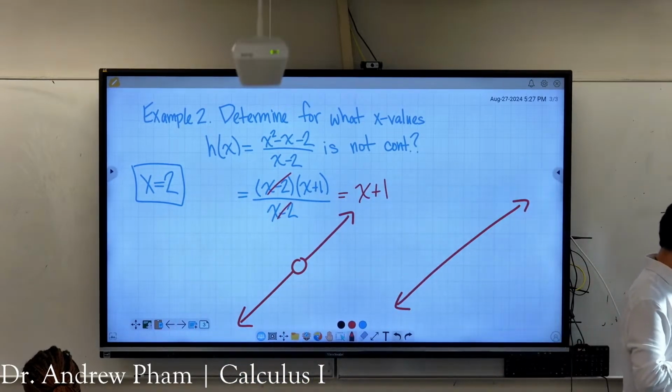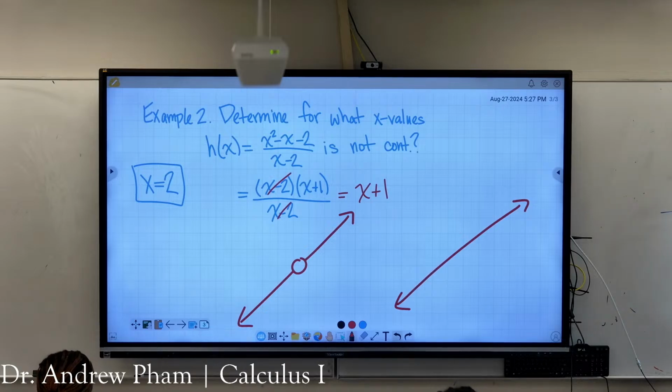All right, I'll give you a second to copy that down. Any questions about what I've written here? My answer would just be x equal to 2. That's when I'm not continuous, primarily for the fact that I can't plug in 2, clearly. If I try to plug in 2, I'm undefined, or indeterminate if I want to be exact.